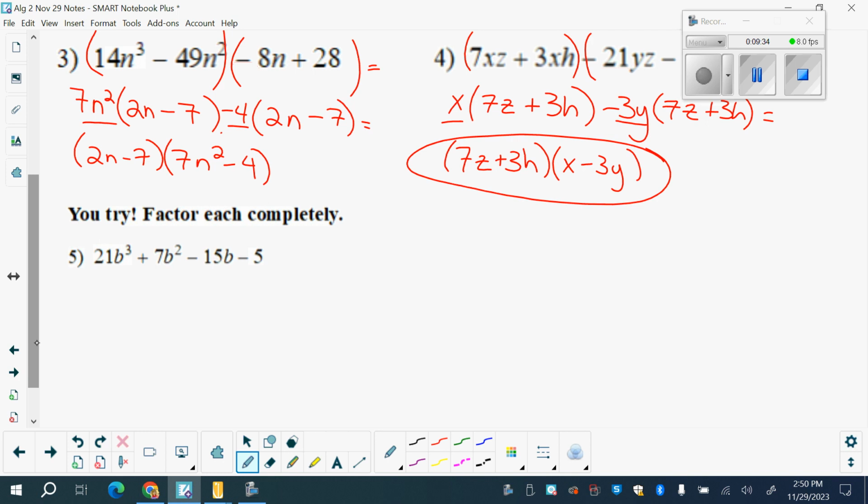And what number do we want? 7. 7 b squared. And then bracket left and right. 7 b squared times 1 gives you 21. 3. And then any more negative number? No.